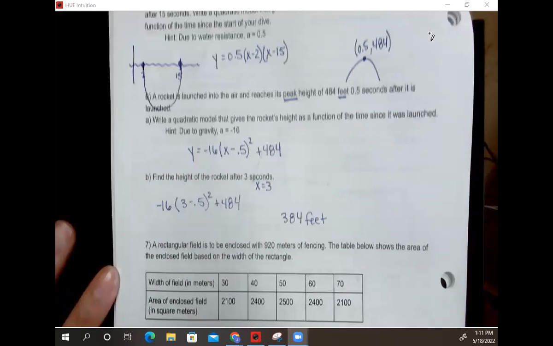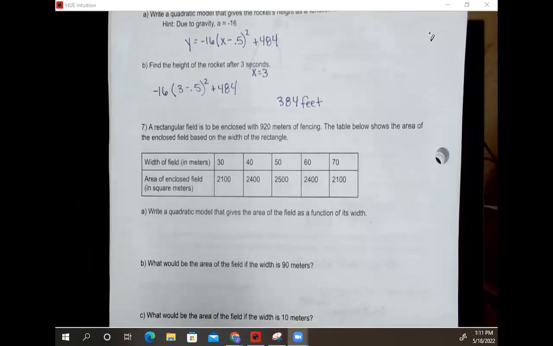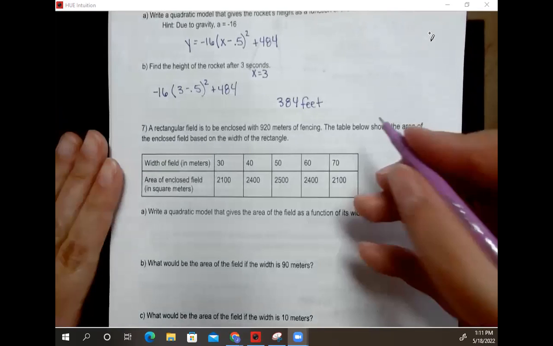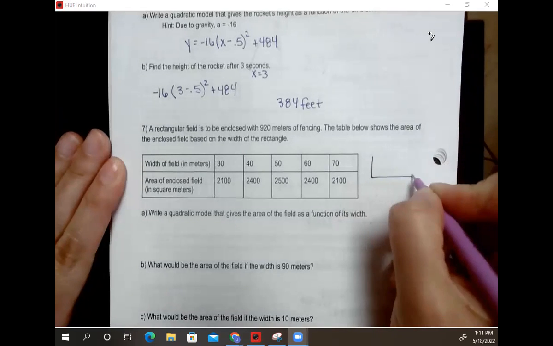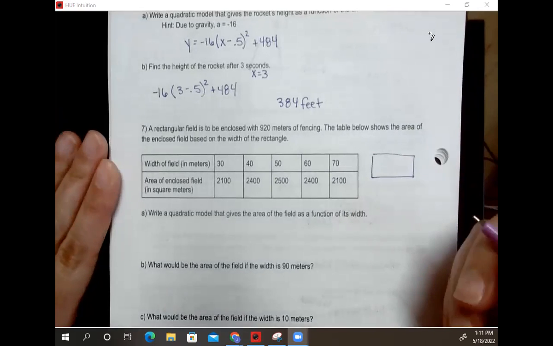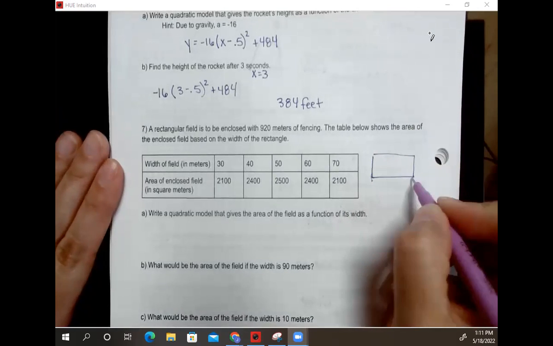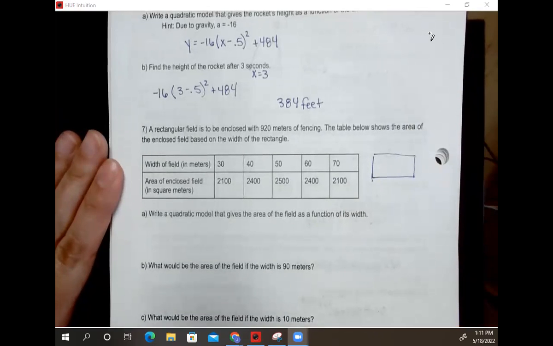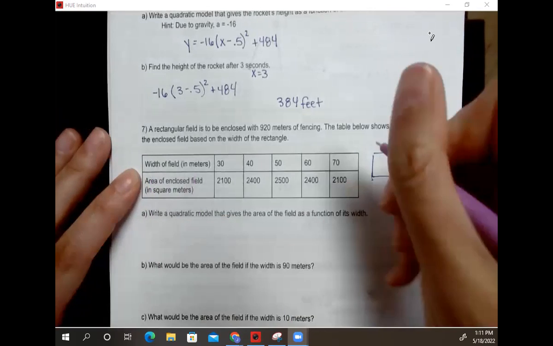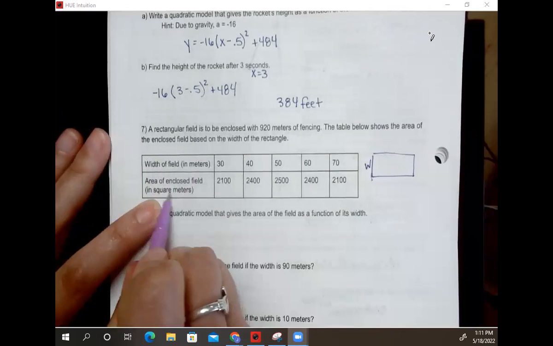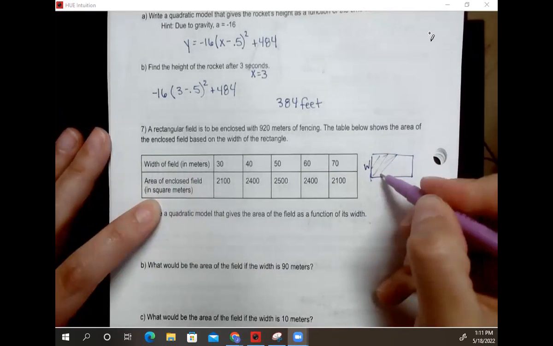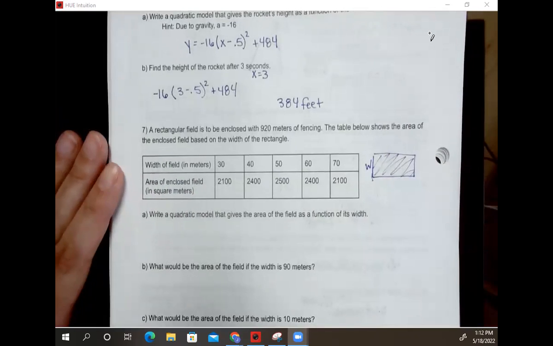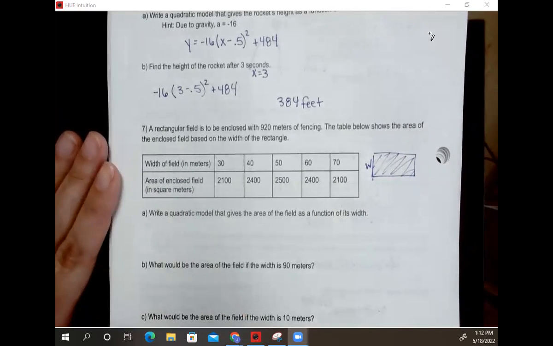Our last example for today is number 7. A rectangular field is to be enclosed with 920 meters of fencing. So I've got a rectangle here. The fencing to enclose this field will go around the outside. And in our table, we're looking at the width of our fence versus the area that we're enclosing, versus this space that we'll have inside of our fence. Write a quadratic model that gives the area of the field as a function of its width.